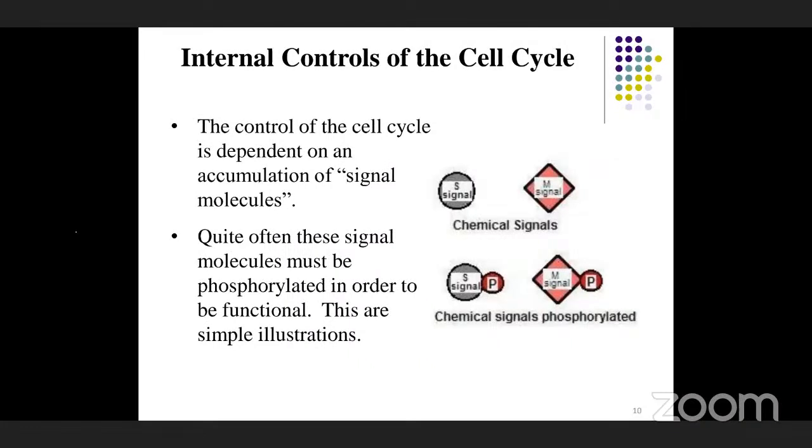So here there are 3 checkpoints. Before entering into the mitosis or M phase, there are some checkpoints that the cell will undergo. They are nothing but internal controls. The control of the cell cycle is dependent on the accumulation of signal molecules. These signal molecules have to be phosphorylated to become functional. That means they will usually be inactive, but to be activated, they have to be phosphorylated.